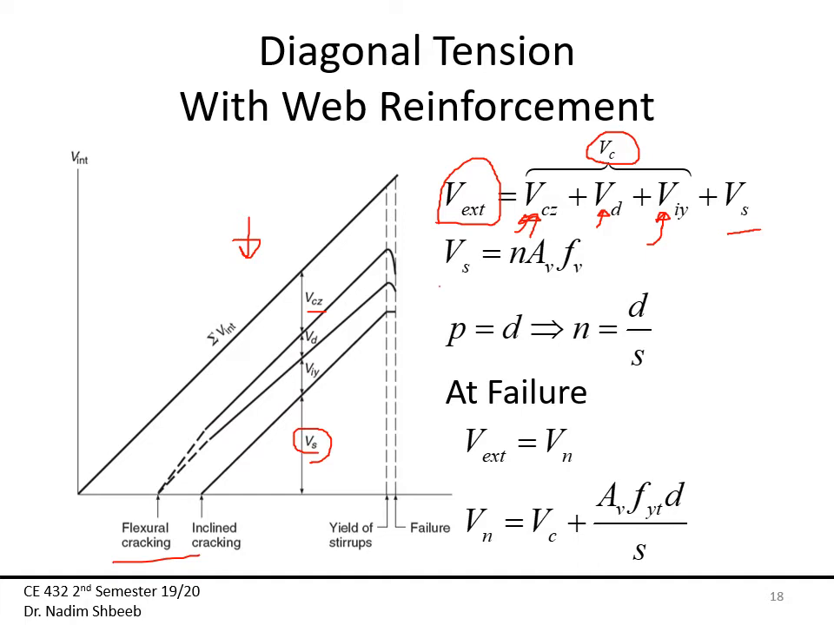Okay, so how do I calculate the shear force that's coming from steel? It's simply the number of stirrups times the area of one stirrup times the stress in those stirrups. Usually, to be on the conservative side, I will take my projection distance p equal to d. So from that, I know that the number of stirrups is equal to the distance divided by the spacing s. And at failure, again, my external shear is supposed to be equal to my nominal shear, and then my nominal shear is going to be equal to the shear coming from concrete plus the shear coming from steel.